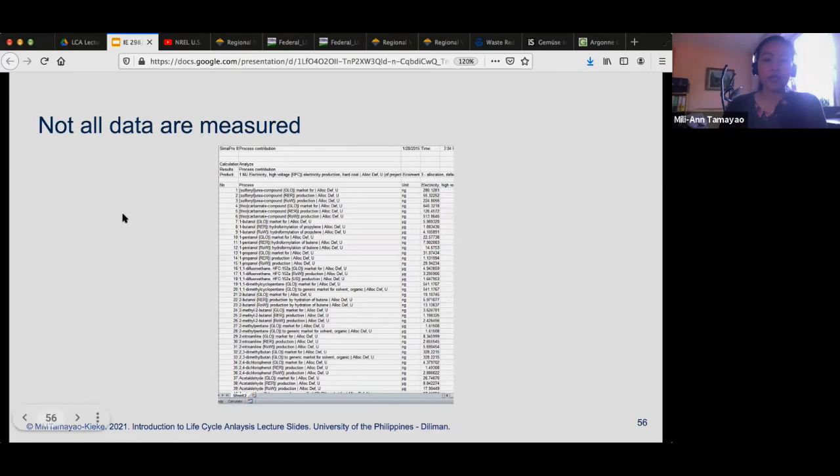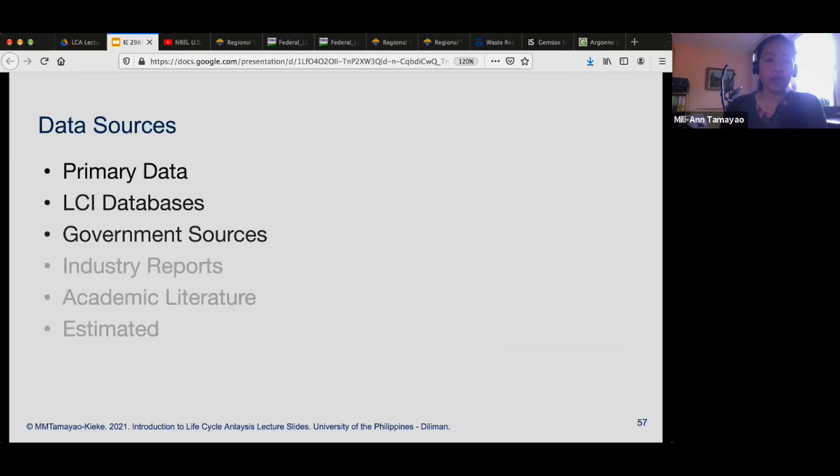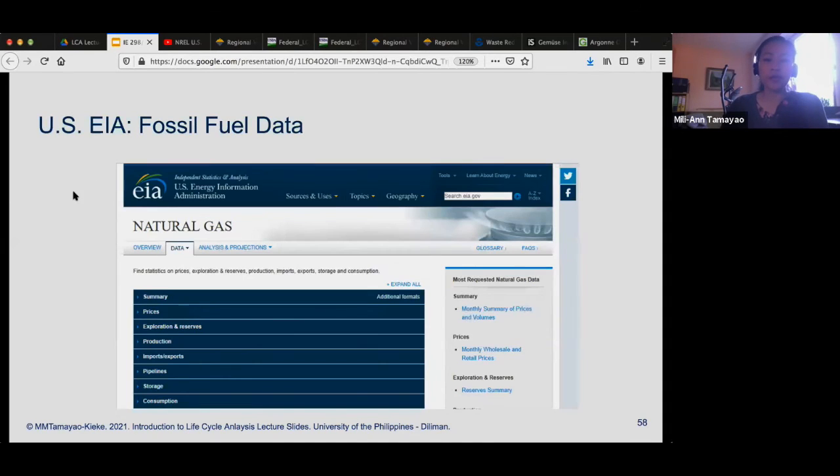I have to make a point that not all data are measured, even from SimaPro, okay? So you have to be careful. Another data source is government sources. For example, in the US, you can get data on energy from the US Energy Information Administration. In the Philippines, you could probably get information from the Department of Energy as well. Some data that you might need could also come from the PSA.